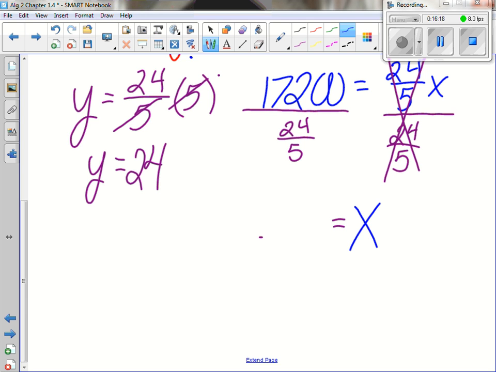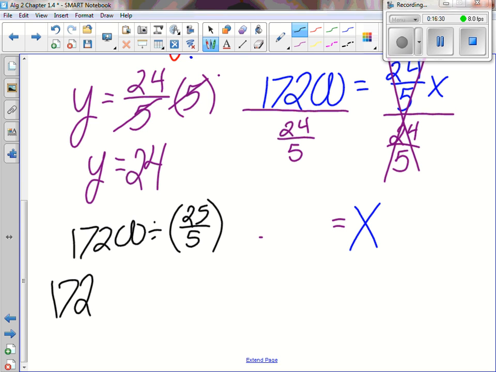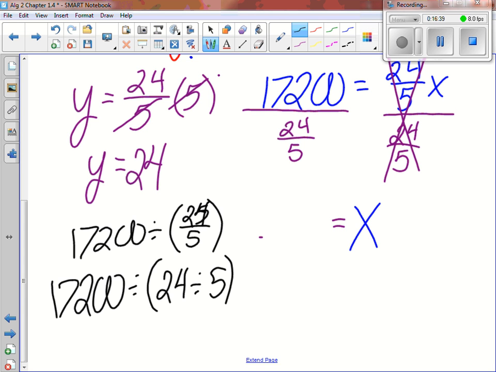Now, if you're having to type this at home, what we can do is type it as 17,200 divided by parentheses 24 over 5. Or we can do 17,200 divided by parentheses 24 divided by 5, close parentheses, because those parentheses tell the calculator we're doing the 24 divided by 5 first, and then divide the 17,200 by it. So it keeps it separated. Using the parentheses will help keep everything straight.